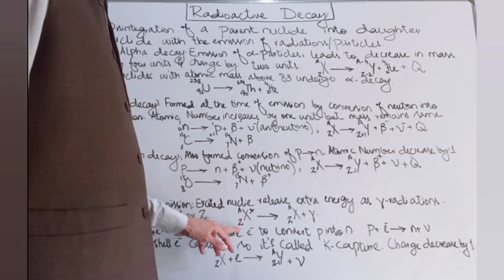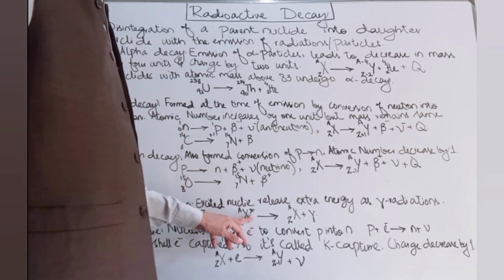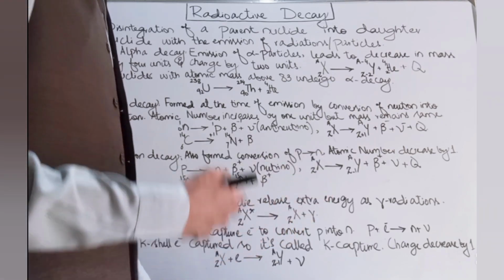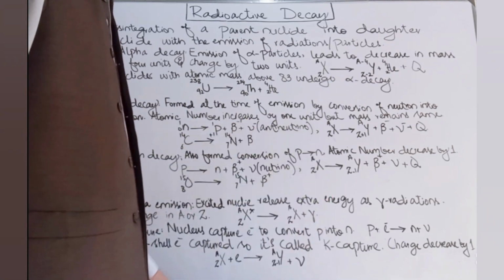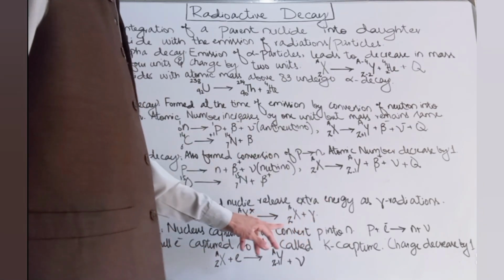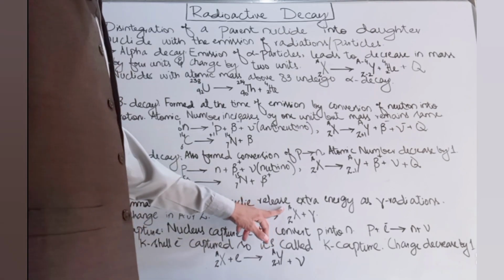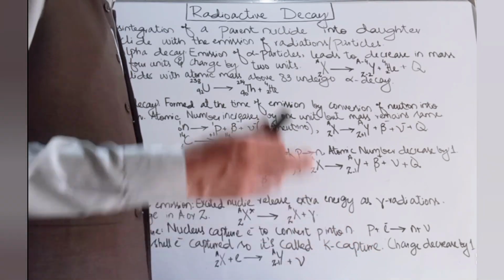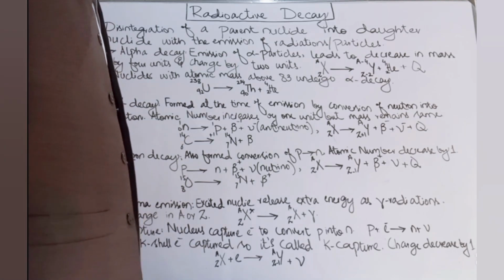So X with Z, A and an asterisk is shown. This asterisk shows the instability, the extra energy, or the excited state. As a result of the gamma emission, the charge and mass have remained the same, but the asterisk has been removed because the nuclei have been converted into the stable one.